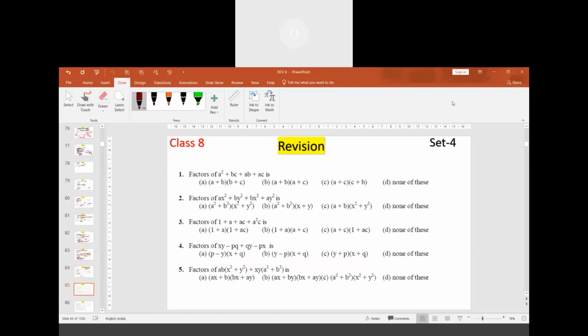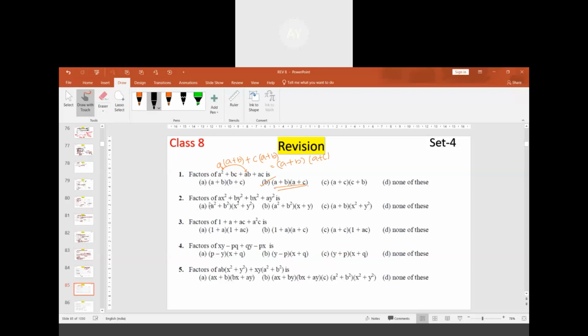Next set, number 4. This is again grouping. In the first group, we can take A as common. Rearrange, sir. A square plus AB, taking A along with this: A times A plus B. Plus C, and C can be taken common with A plus B. So A plus B is multiplied to A plus C. Option B.